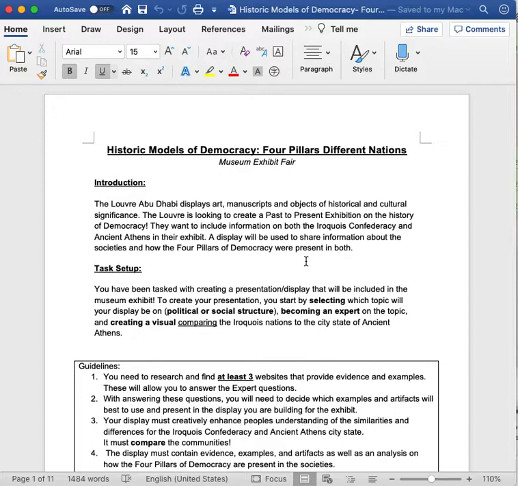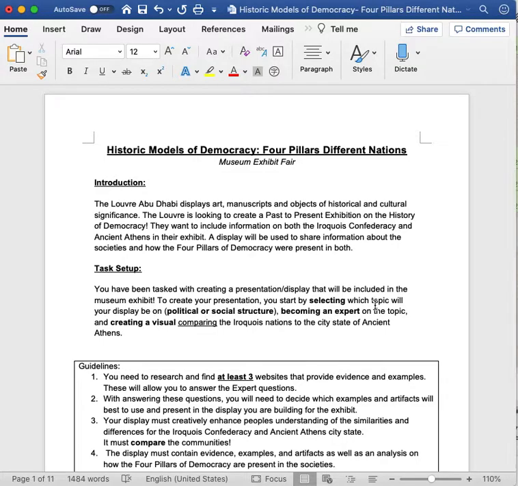So here's our introduction. The Louvre, Abu Dhabi displays art, manuscripts, and objects of historical and cultural significance. The Louvre is looking to create a past to present exhibition. An exhibition is kind of like when they have like a themed wing or a themed display, right? On the history of democracy. That should be capitalized. Come on, Mr. Callan. History of democracy. They want to include information on both the Iroquois Confederacy and ancient Athens in their exhibit.